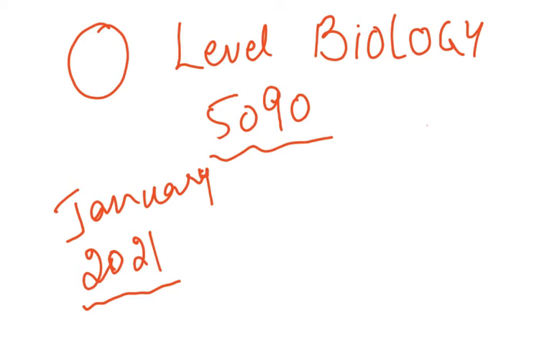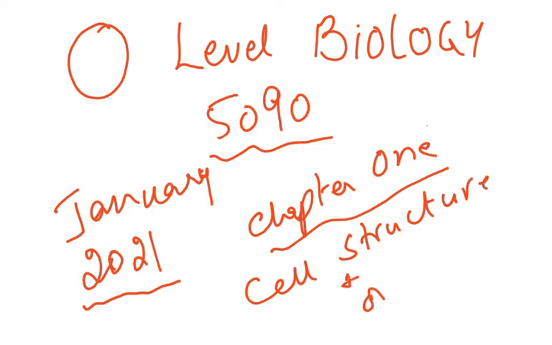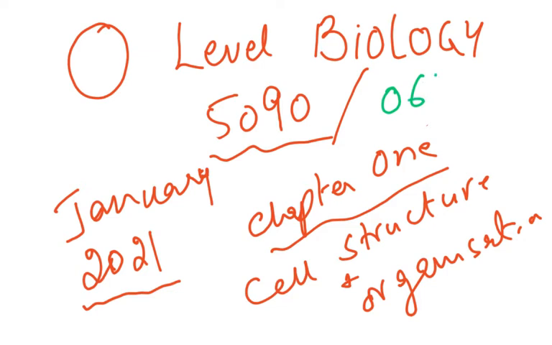Now, the first thing that we do whenever we start the chapter one, so we're going to be talking about chapter one, which is cell structure and organization. Now, cell structure and organization is the first chapter, and this is also relevant for the syllabus 0610, which is taught in IGCSE, but slightly the syllabus might be a little different. So students who are studying 0610 IGCSE need to go through that syllabus and see what are the syllabus points which they need to cover.